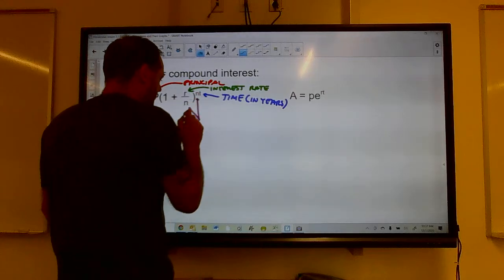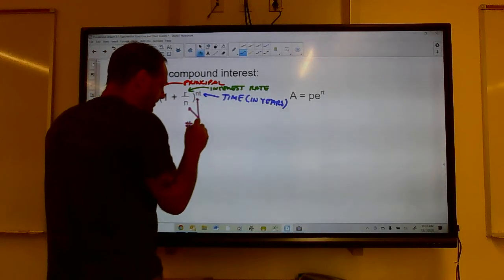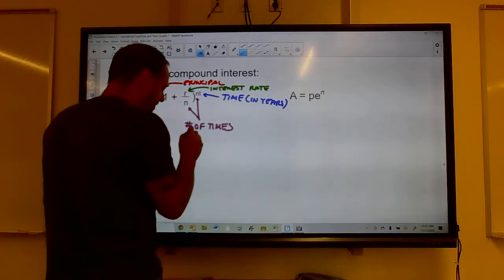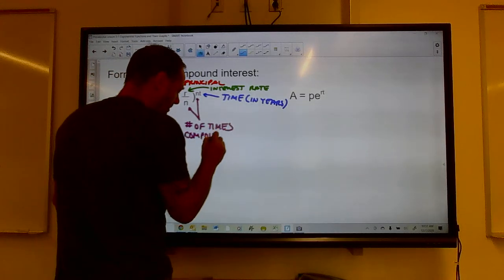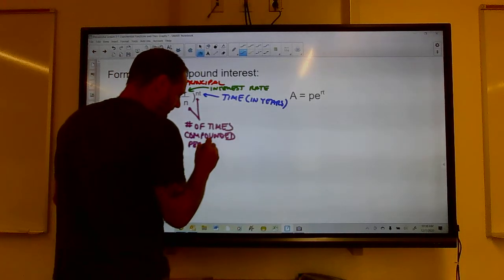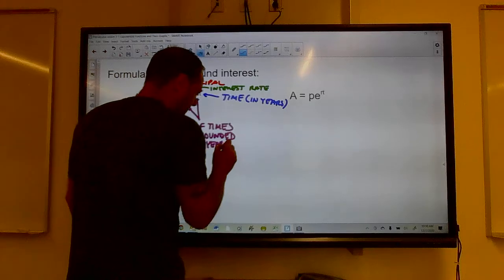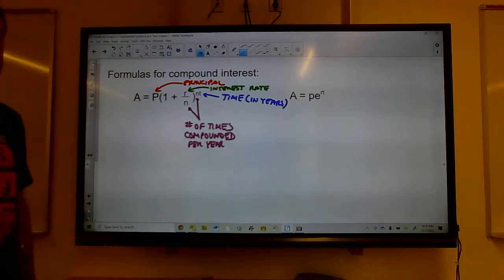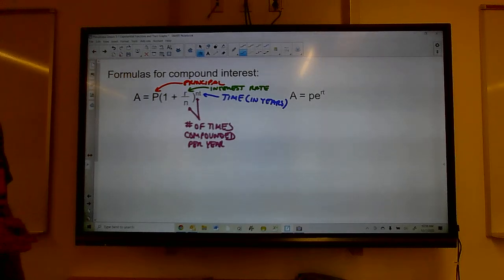It's in two places. This stands for the number of times the money is compounded per year. And the thing is the more times you compound it per year, the more money you end up getting. Okay, or paying if this is like a loan that you've taken out.